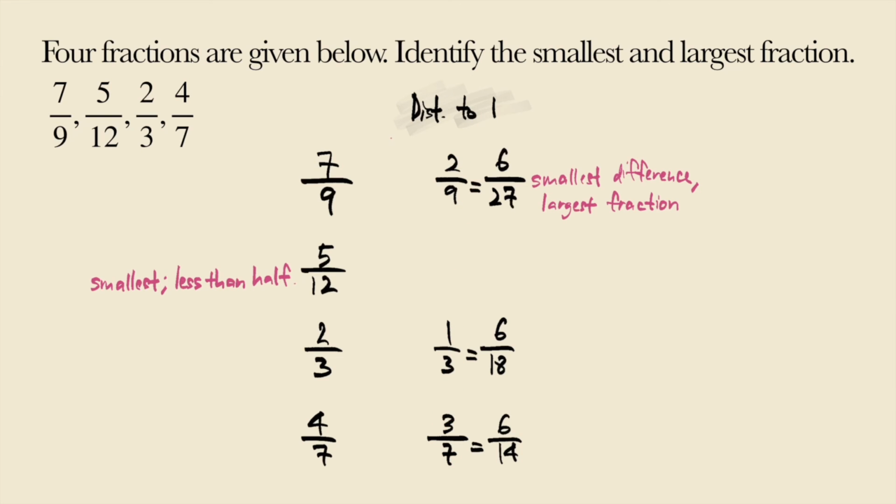Not good. Let's turn them all to 6. Now we can tell which one is the largest fraction, the one with the smallest difference. And the one with the smallest difference is this. Therefore, the smallest fraction is 5 over 12. The largest fraction is 7 over 9.